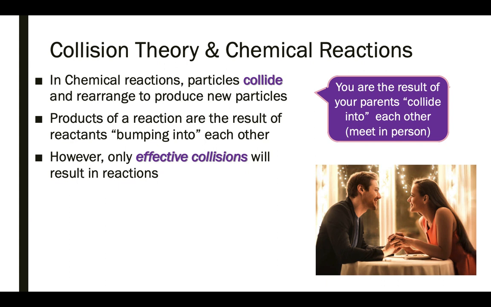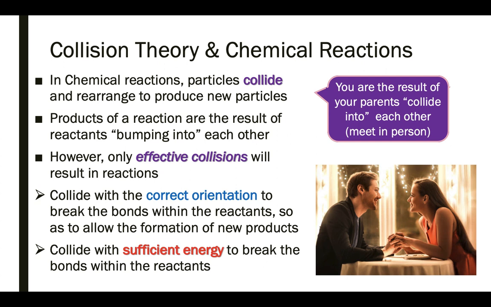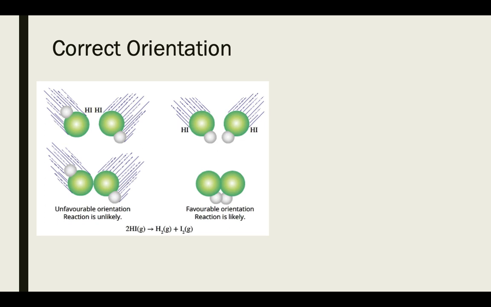But for successful collisions to happen, there are 2 criteria. First of all, particles must collide with the correct orientation for old bonds to break to create new products. Secondly, they must collide with sufficient energy so as to break the old bonds within the reactants. Let's look at the first criterion, correct orientation.